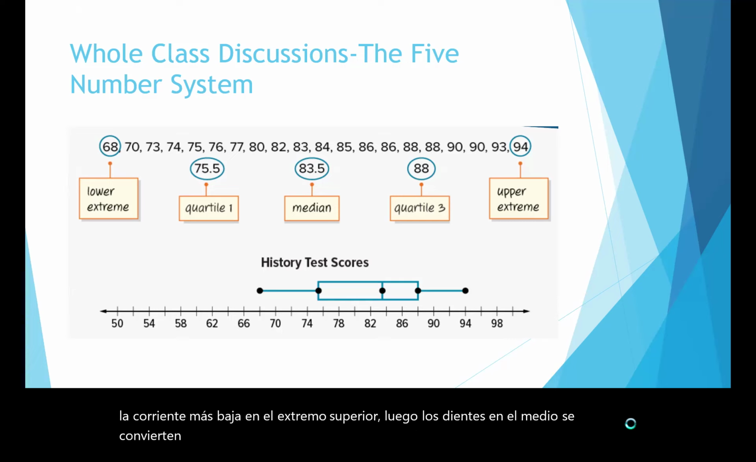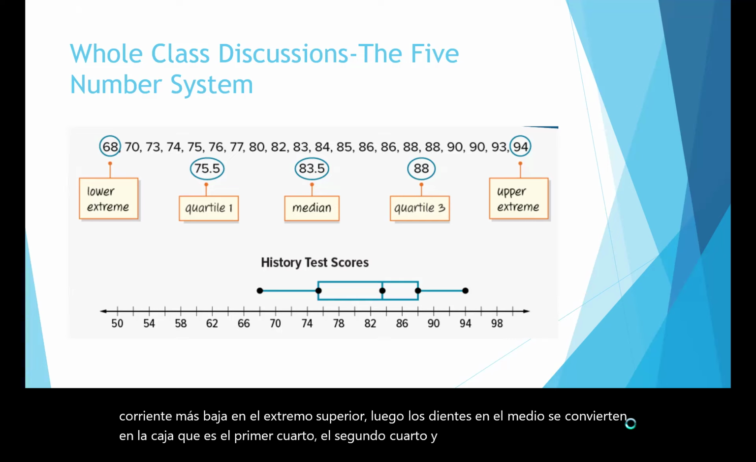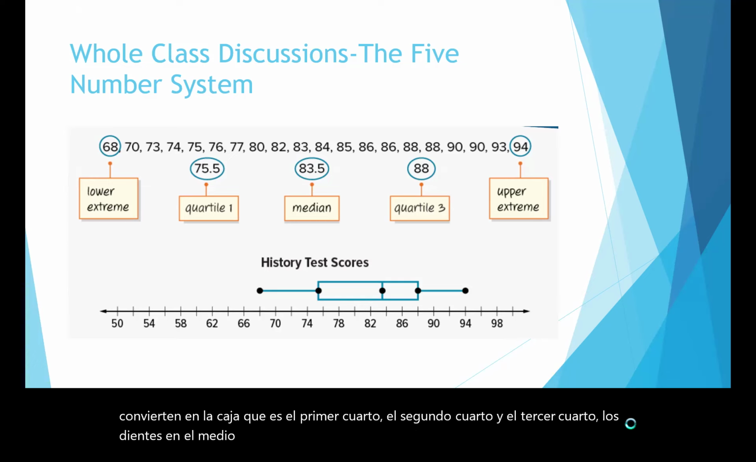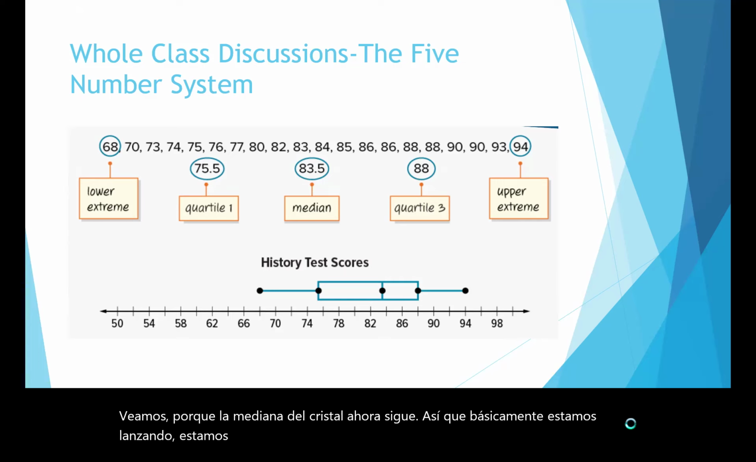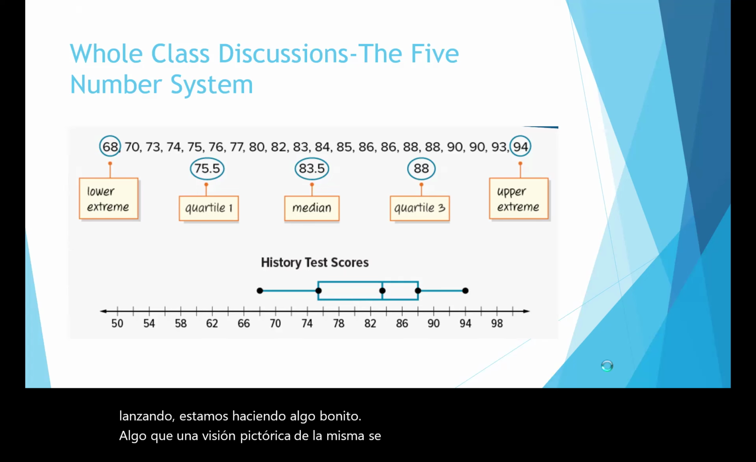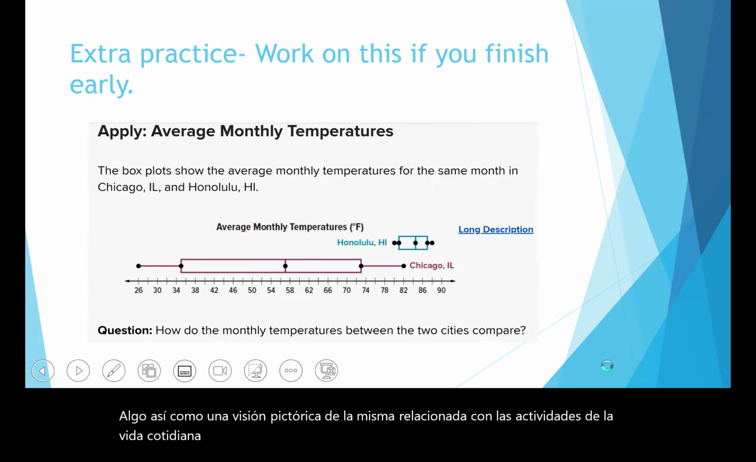And the first quartile, second quartile, and the third quartile. The teeth in the middle is the median, or the second quartile. Then the two ends of the box become your first quartile and the third quartile. And the teeth becomes the median. So the whisker now follows. So it's basically creating a pictorial view of it, relating to everyday life activities so that it helps the kids remember it easily.